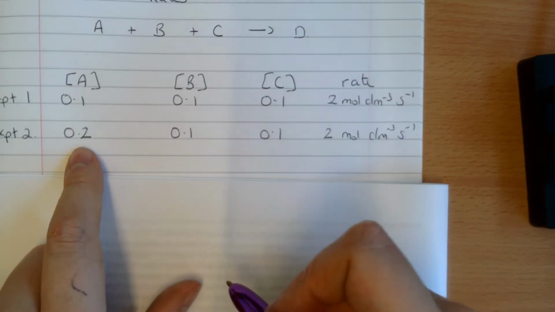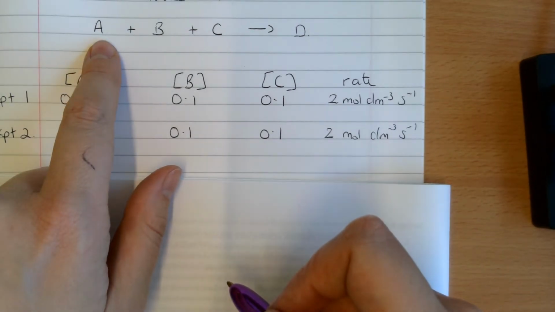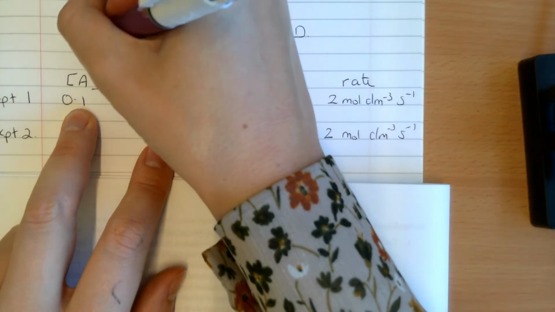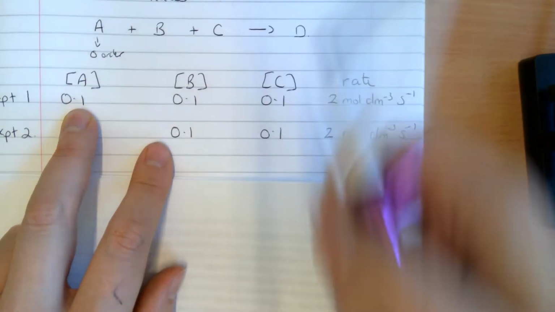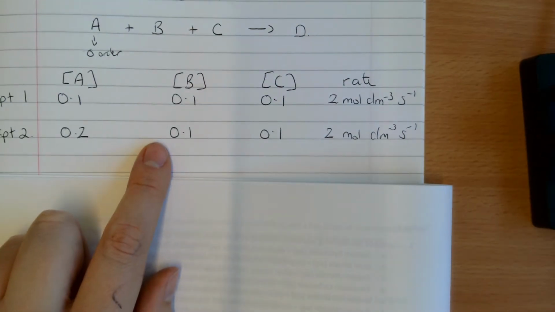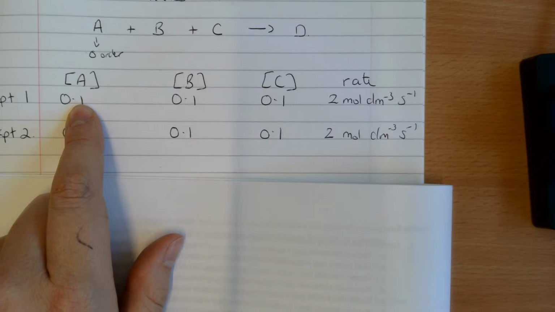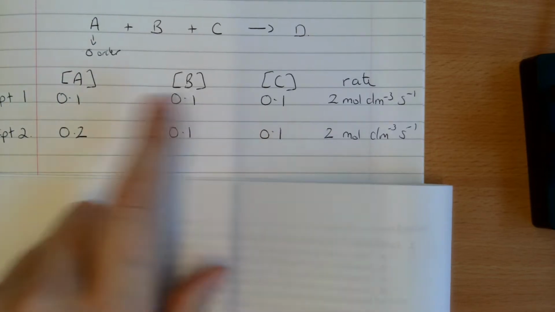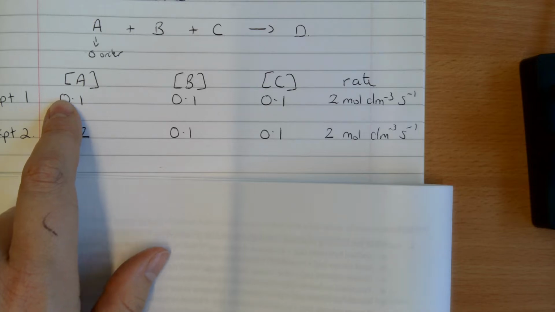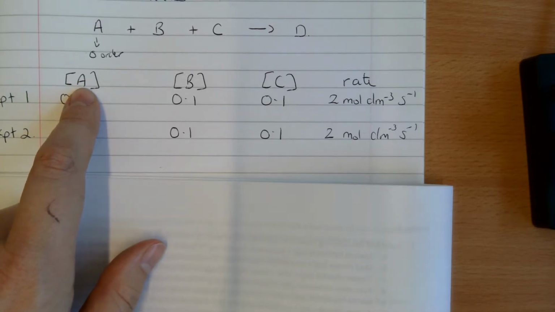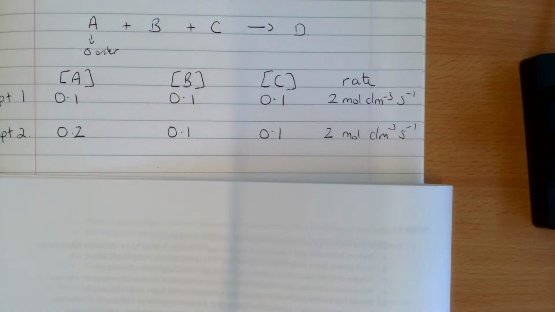If changing the concentration of A has no effect on the rate of the reaction, then I can say that A is zero order. That means it doesn't matter what I do to the concentration of A, the rate is not going to change. I could halve the concentration of A and the rate wouldn't slow down. I could double it, triple it, even increase the concentration by a factor of 10, and the rate is not going to increase.